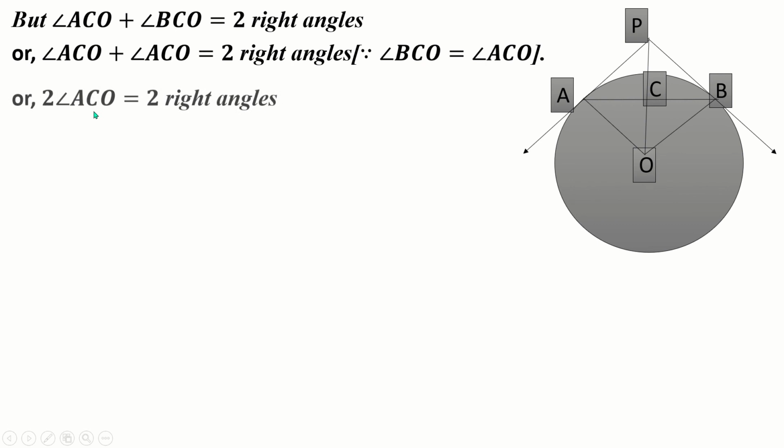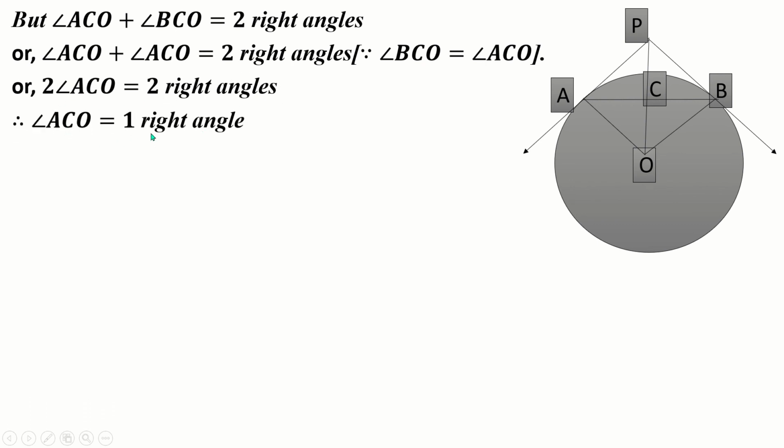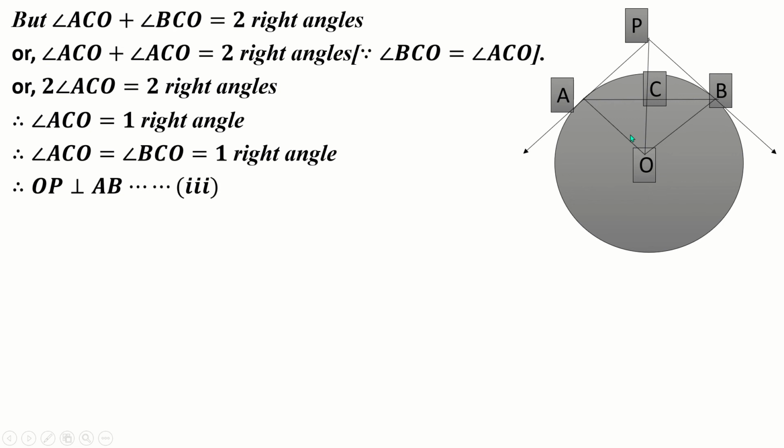This equals, we will write, 2 into angle ACO, and here also two right angles. Cutting 2 from both sides, therefore angle ACO equals one right angle. As ACO and BCO are equal, we can say angle ACO equals angle BCO equals one right angle. That means these angles are right angles. Clear? Now we can say OP is perpendicular to AB, because this angle and this angle are 90 degrees or right angles. This is equation number 3.